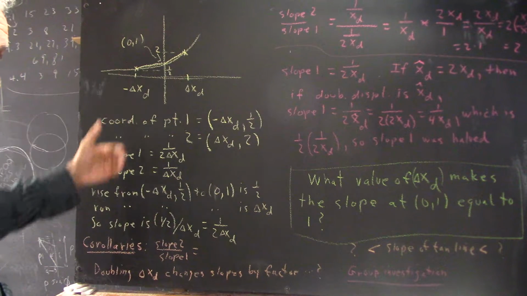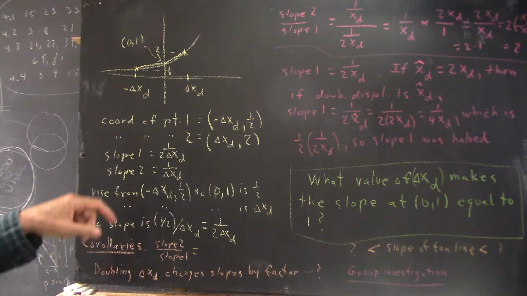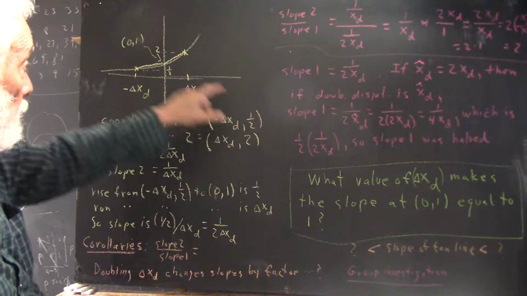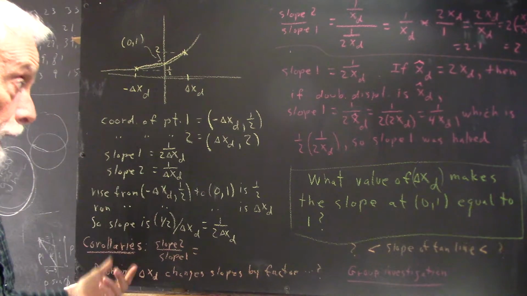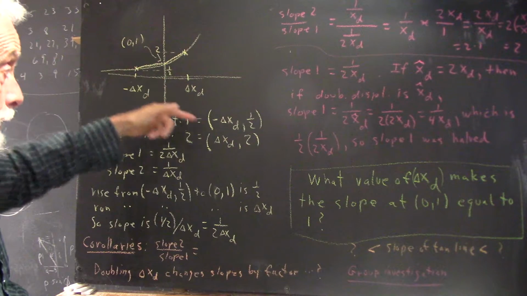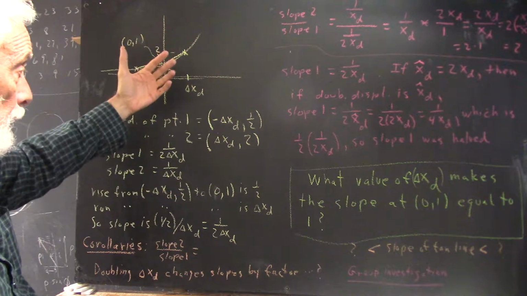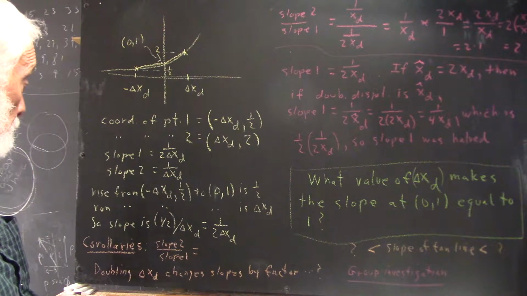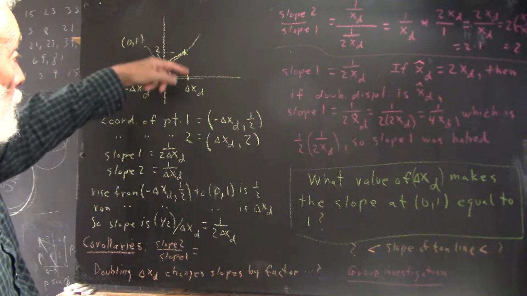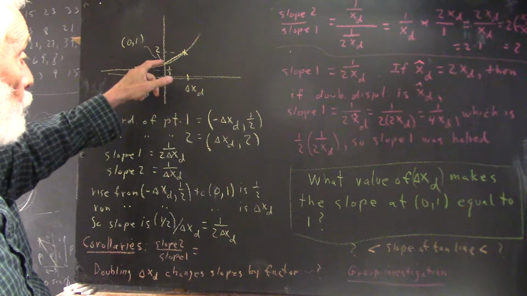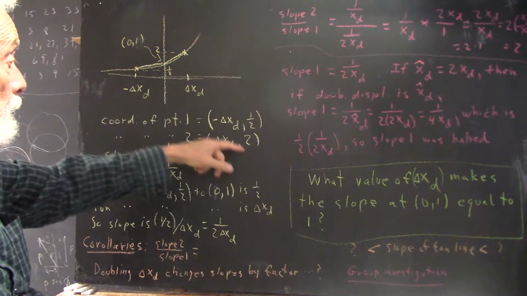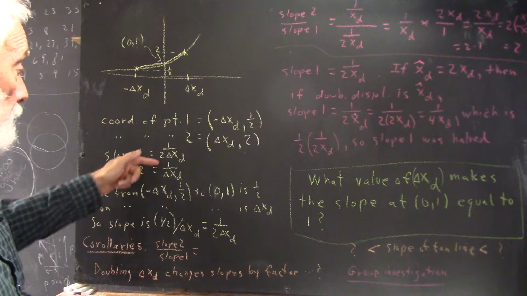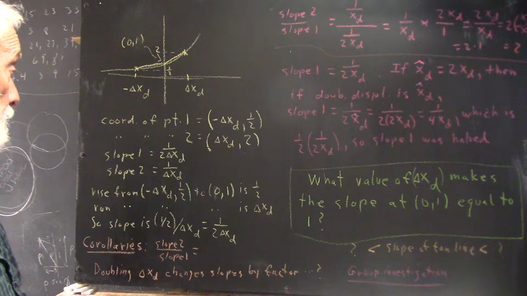is going to be what? It's going to be rise divided by run. The rise between this point and 0, 1 is from y equals 1/2 to y equals 1, so the rise is 1/2, and the run is delta x sub d. Well, if you divide 1/2 by delta x sub d, you get 1 over 2 delta x sub d. Slope 2, the rise between this point and this point, is from 1 to 2. 1 here, 2 here, so the rise is 1. The run is just delta x sub d. So the slope is rise over run, 1 over delta x sub d.